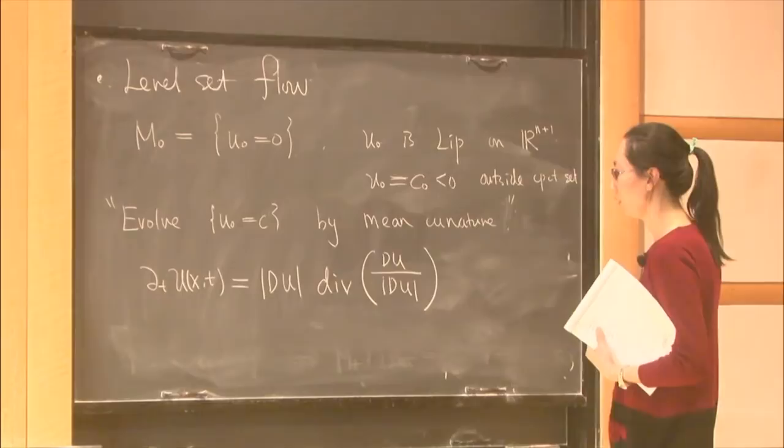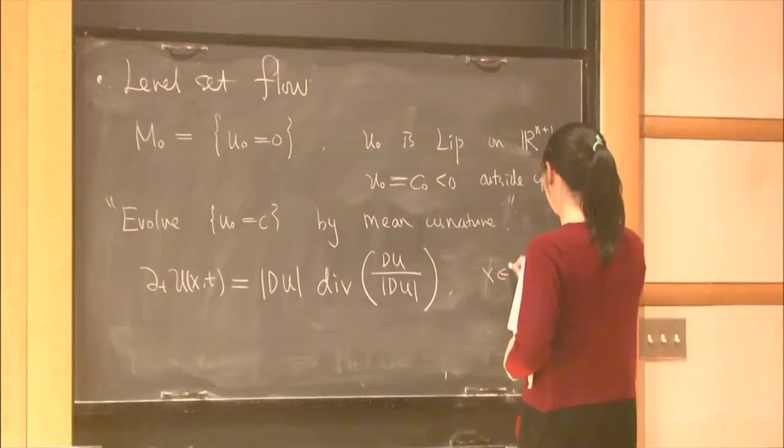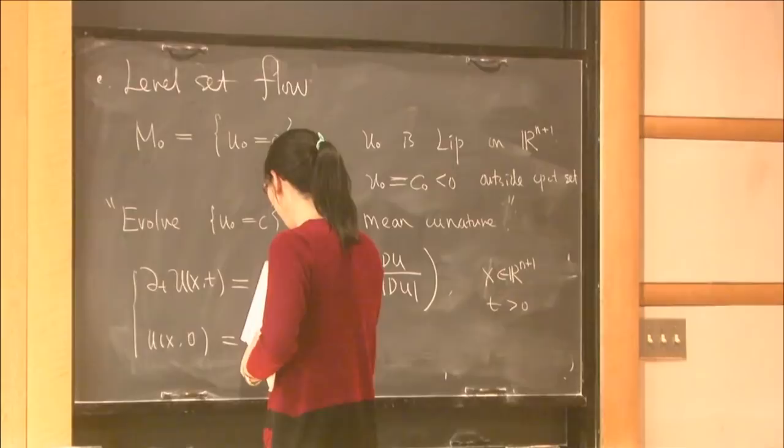This capital D denotes the gradient in the spatial direction. So x is in R^(n+1) and t is positive. Initially this function is given by u0(x).